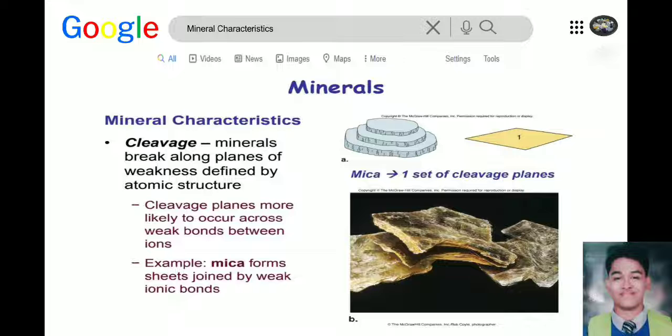Some minerals, such as quartz and garnet, possess no cleavages, whereas others may have one, such as mica, two, such as pyroxenes and amphiboles, three, such as galena, or four, such as fluorite. In this slide, the example is the mica, which forms sheets joined by weak ionic bonds, or it is the one set of cleavage planes.